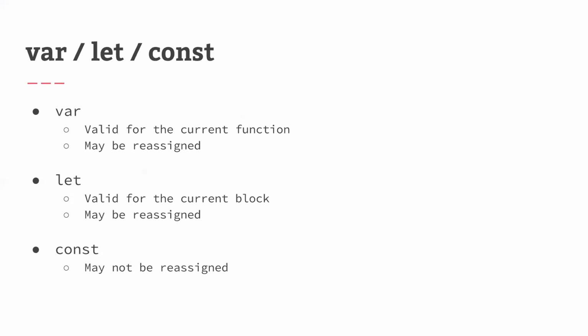Var can be reassigned. Let is valid for the current block, and the block might be a function, or it might be something like a for loop. Let may also be reassigned. And then const may not be reassigned. And const, I believe its scope is for the current function, but I actually am not positive. I don't know why you would assign const for a block.